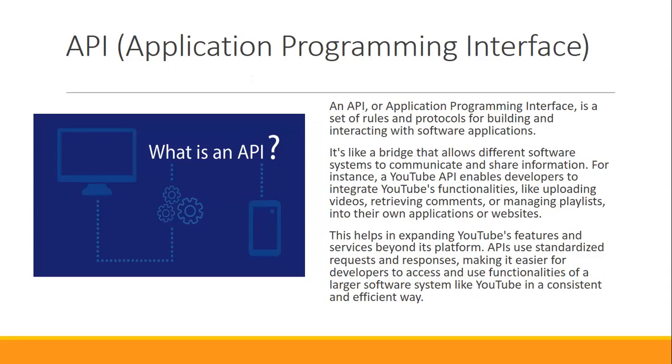API, application programming interface. So what exactly is an API? It is a set of rules and protocols for building and interacting with software applications. Basically, APIs are useful for two things.